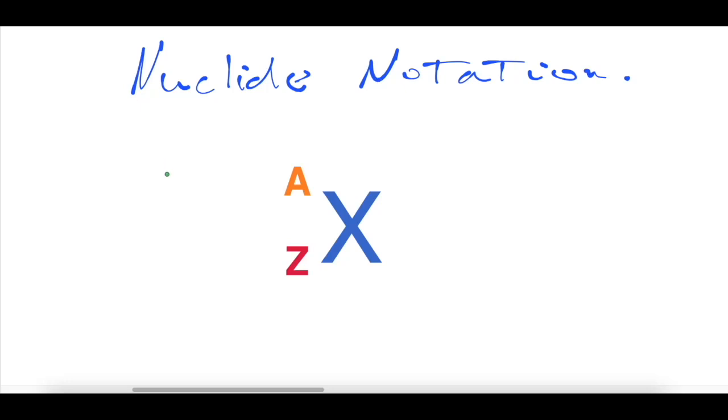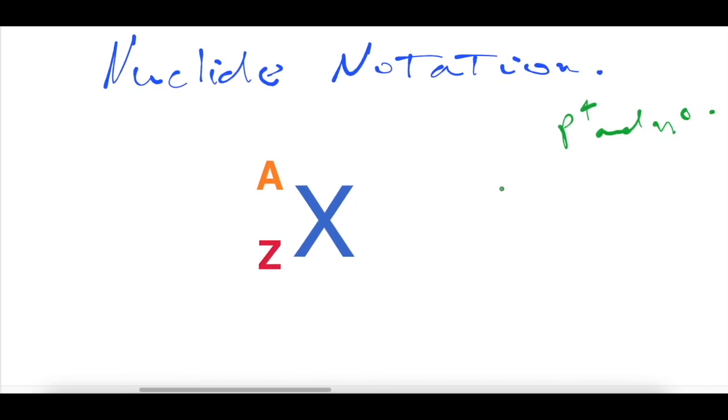In this video, we are going to talk about the nuclide notation. The nuclei of most atoms contain both protons and neutrons. And the formalism used to identify any particular kind of nucleus or a specific nuclide is as follows.